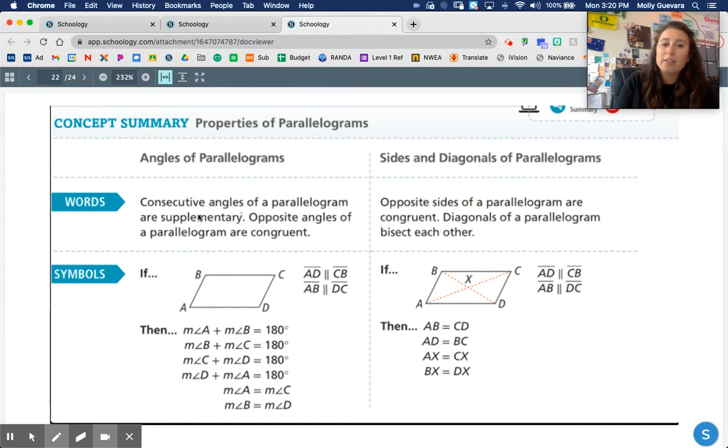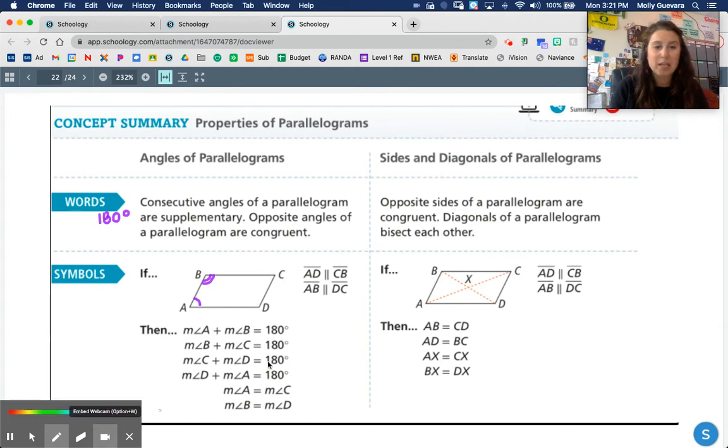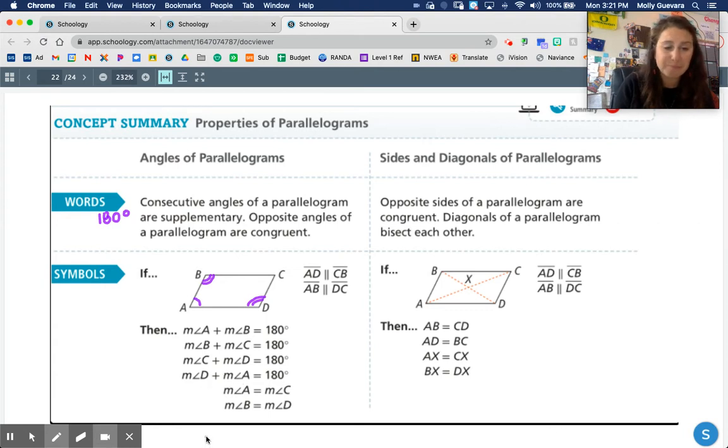Consecutive angles of a parallelogram are supplementary. Remember that supplementary means that they add to 180 degrees, okay? So this means that, for example, angle A and angle B, do you see how they are next to each other, right? So they add to 180, which it says right here, A plus B equals 180. Similarly, A and D are also consecutive. So A, right here, A plus D also equals 180.